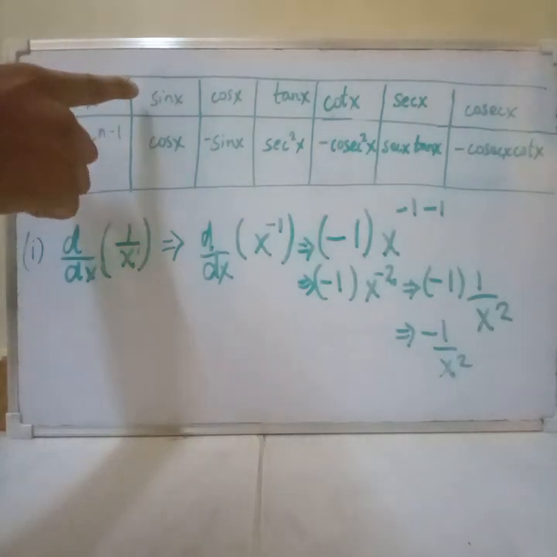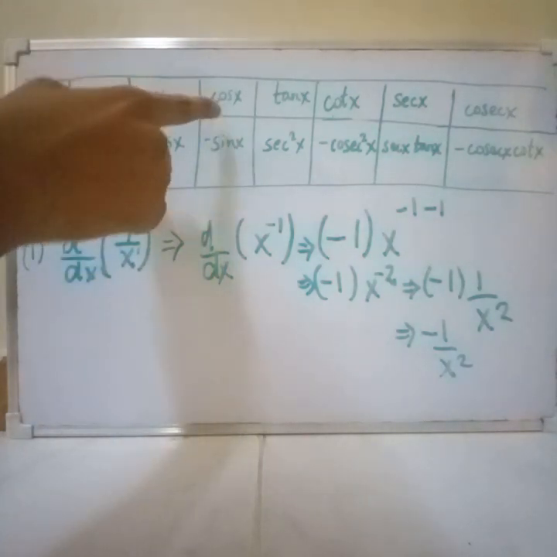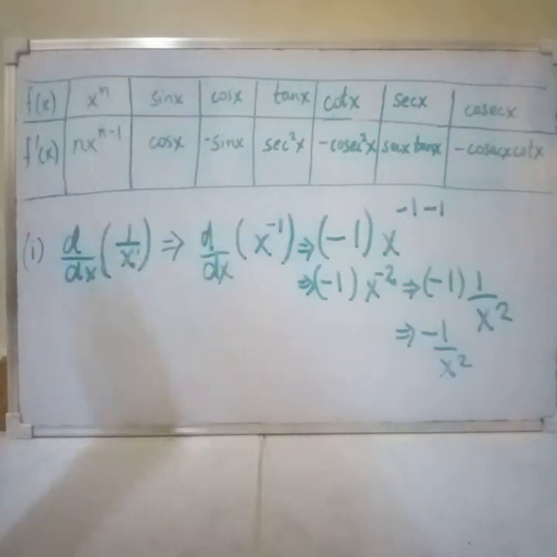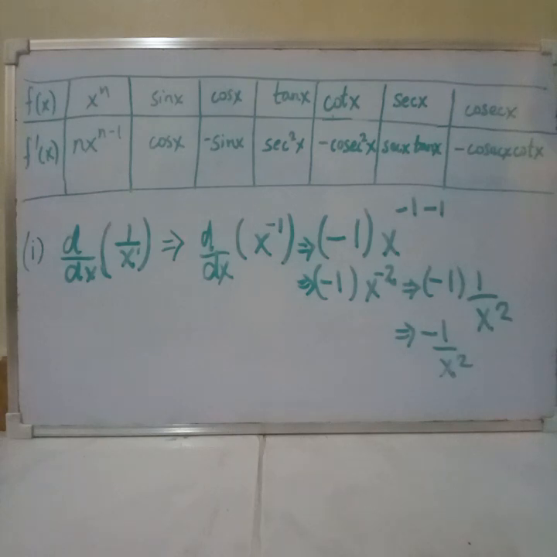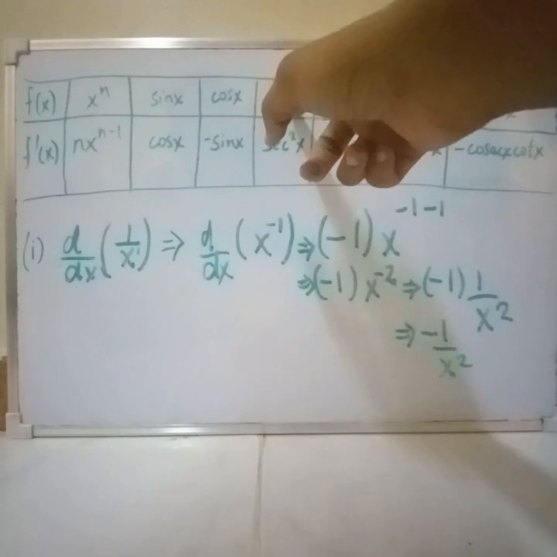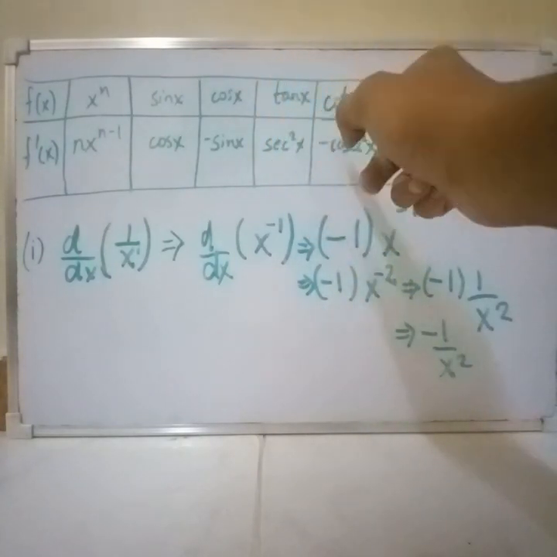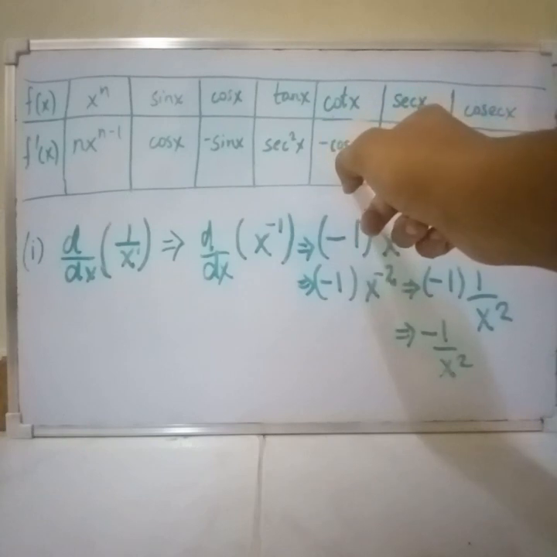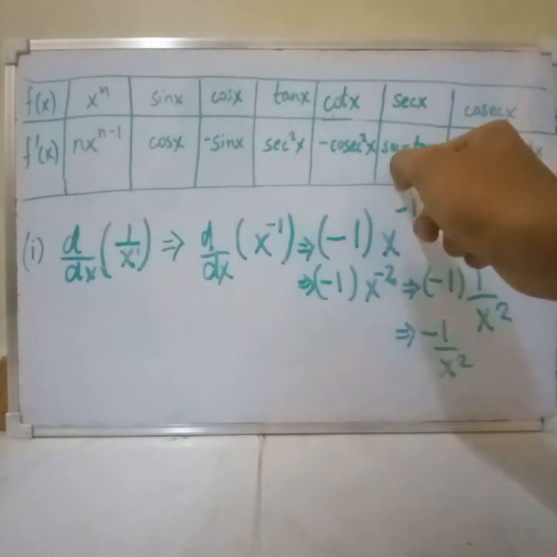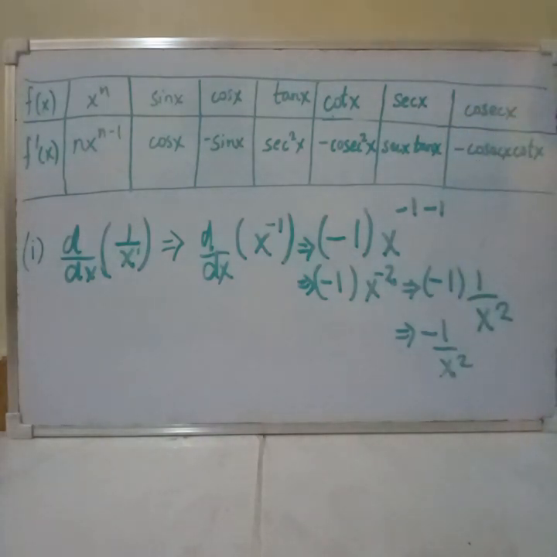So like that, some other important functions are there. For sine, the derivative is cos. For cos, it's minus sine. There's a trick here. Sine and cos are like opposites. For tan, it will be sec squared x, and for cot, it will be minus cosec squared x. For sec, it is sec x tan x, and for cosec x, it will be minus cosec x cot x.